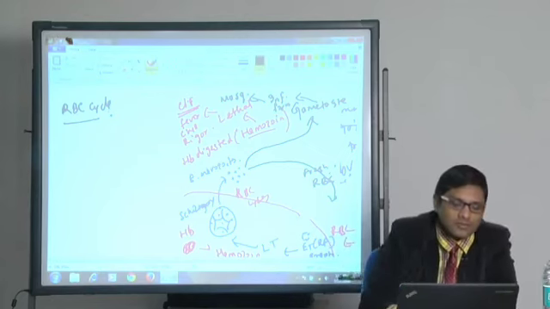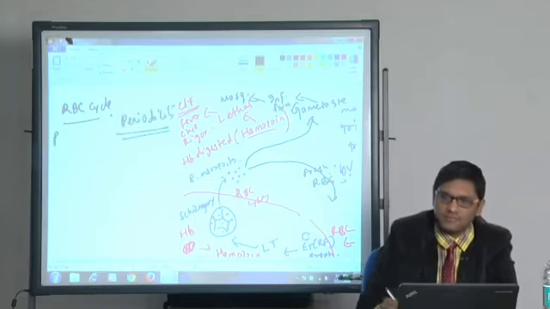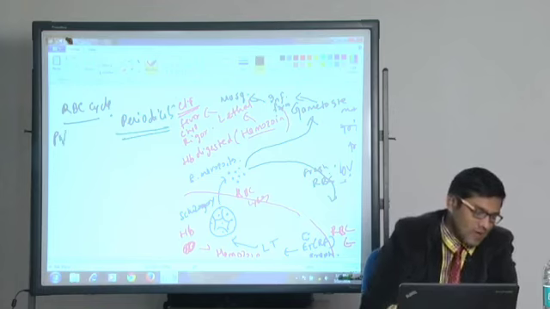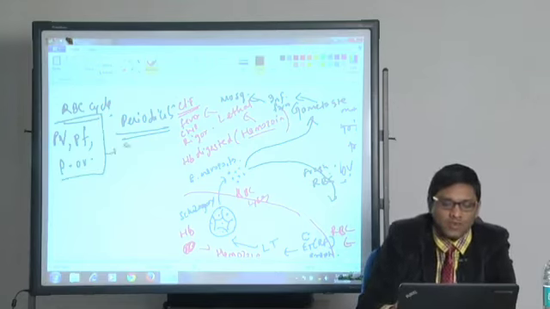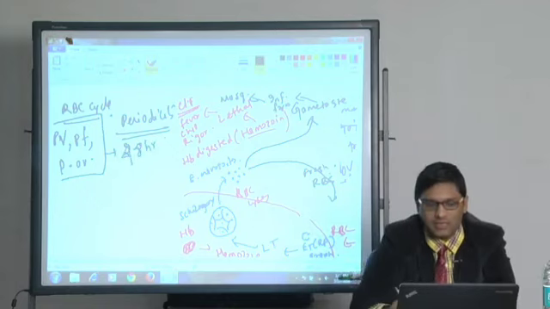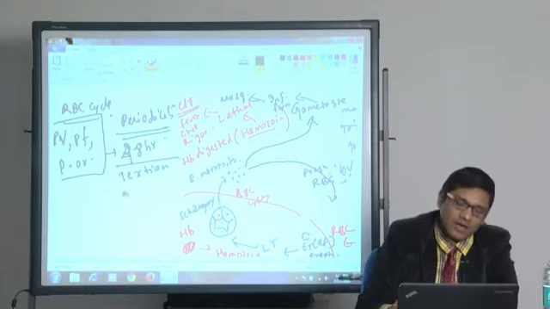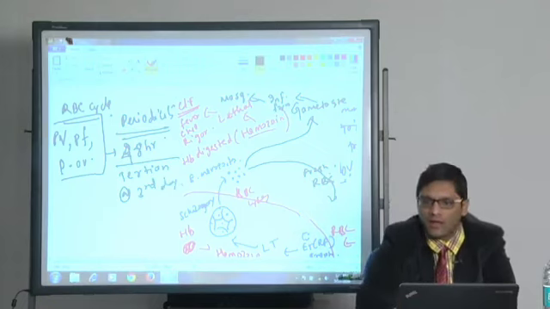So the duration of the RBC cycle is important for the periodicity of the manifestation. For example, for Plasmodium vivax, Plasmodium falciparum and Plasmodium ovale, all these three, the periodicity is 48 hours. The RBC cycle lasts for 48 hours. That is why they produce tertian malaria, that is, fever occurs every third day.